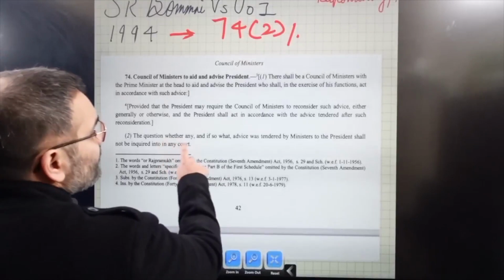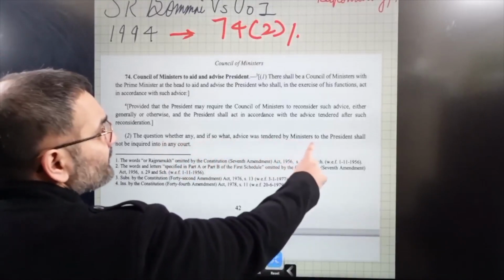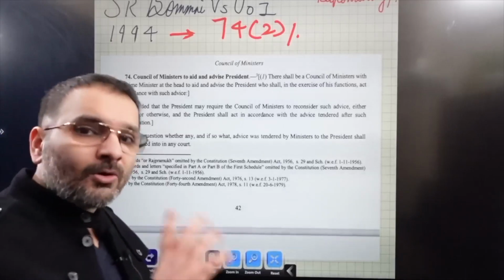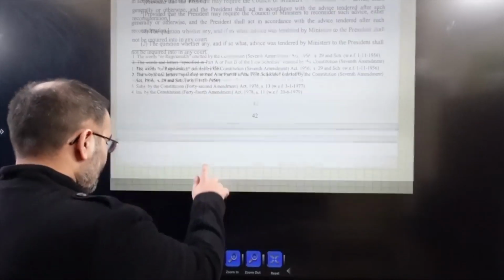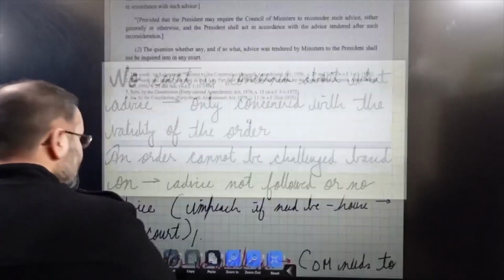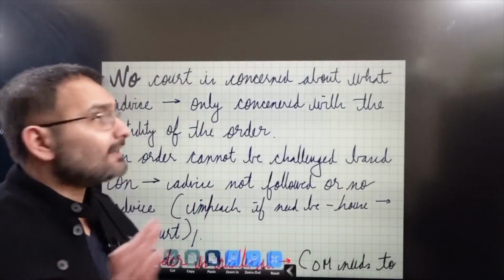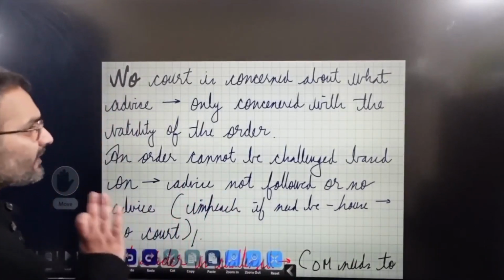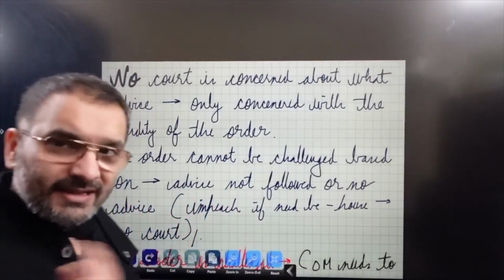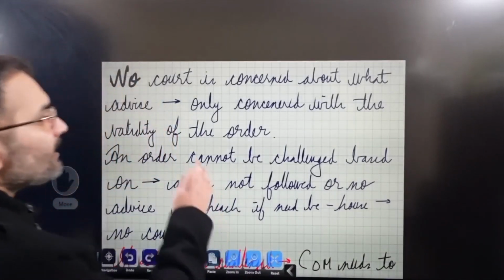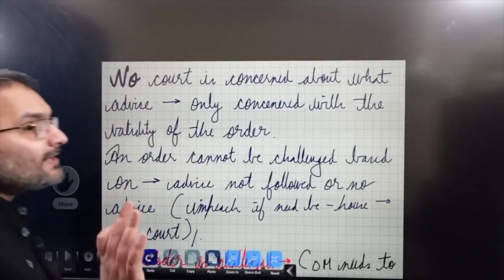The question whether any, and if so what, advice was tendered by ministers to the President shall not be inquired into by any court. This is what the court elaborated on. And what did they say about this? Let us go to that page. It was held that no court is concerned about what advice was given. We don't care, because anyway that advice is protected by Article 74 clause 2, is it not? We are only concerned with the validity of the order.